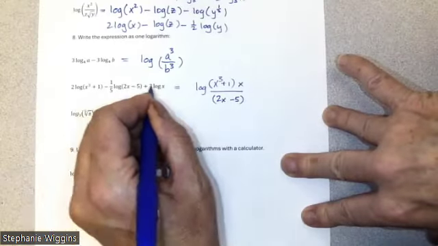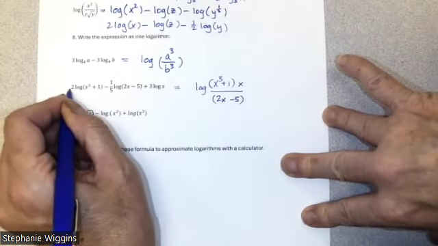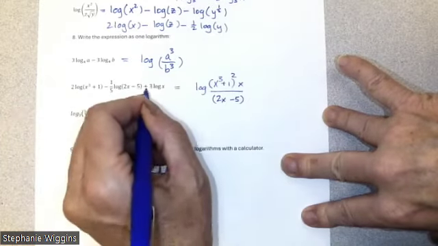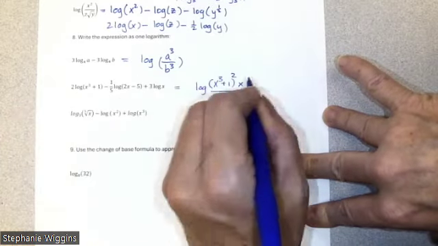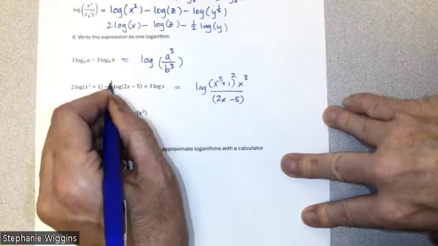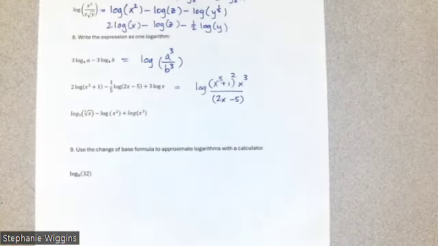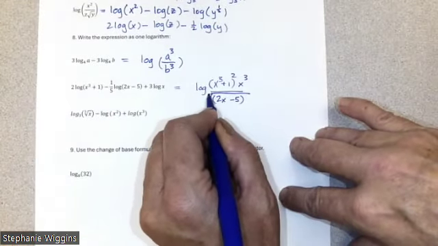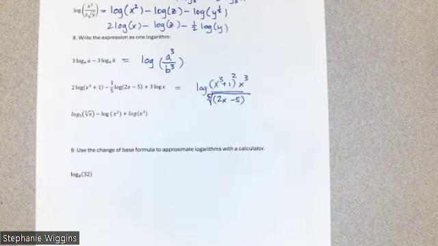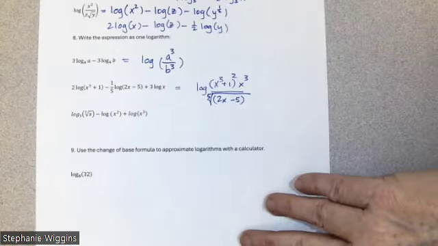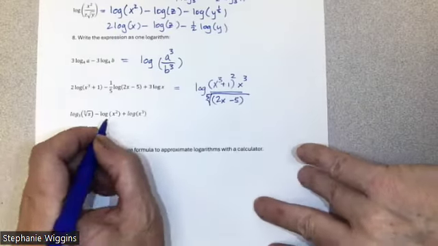Now we've got to deal with these, okay? X cubed plus 1 is going to be squared because of that 2. X is going to be cubed because of that 3. And then 2x minus 5, this 1/5 means 5th root. So we're just going to take the 5th root of that. Okay. All right, again, anything that has a negative is going to go in the denominator. Anything that has a positive is going to go in the numerator.